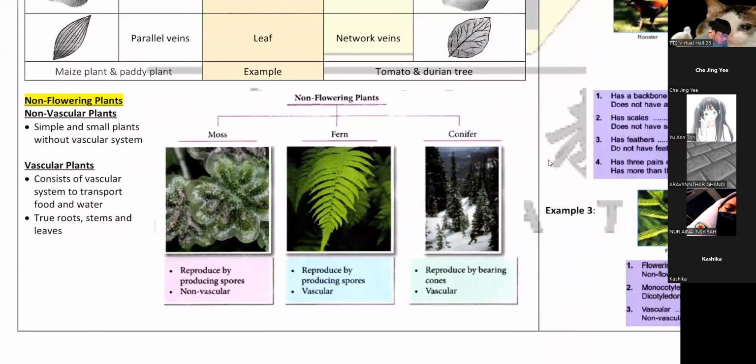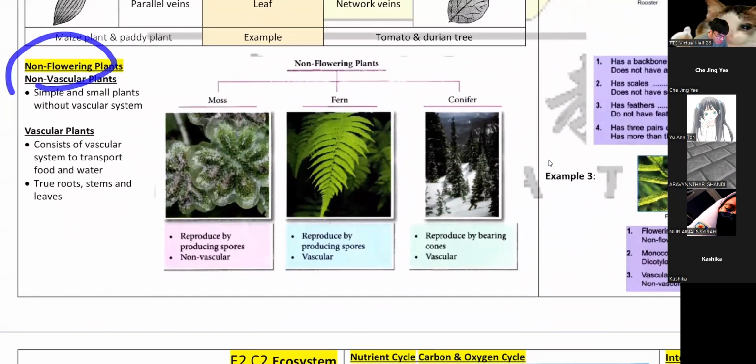Okay, so non-flowering plant, you have three here. You have your moss. This is called lumut. Okay, this is the short one. Sometimes they grow on stones. And then you have your fern. This is your paku pakis. This one will grow between trees. Sometimes at the tall tree, between the branches, you have one fern growing there. That's your fern lah, paku pakis.